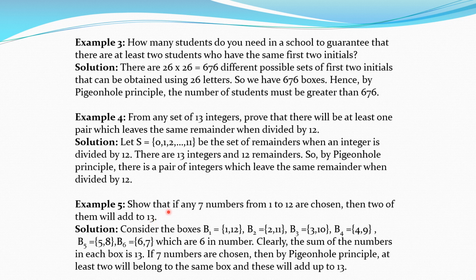But actually we have to select 7 numbers. So one of the boxes must be repeated. It means we have to select 2 numbers from one box. And if we are selecting 2 numbers from one box, then their addition is equal to 13, because for any 2 numbers in that box, their addition is 13. So by pigeonhole principle, if any 7 numbers from 1 to 12 are chosen, then 2 of them will add to 13.